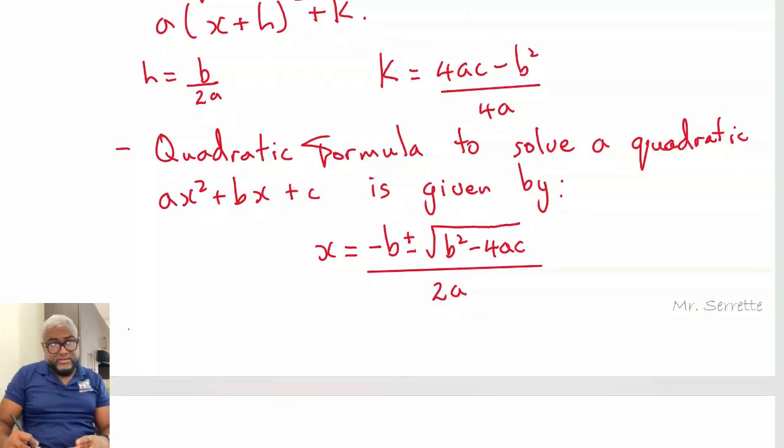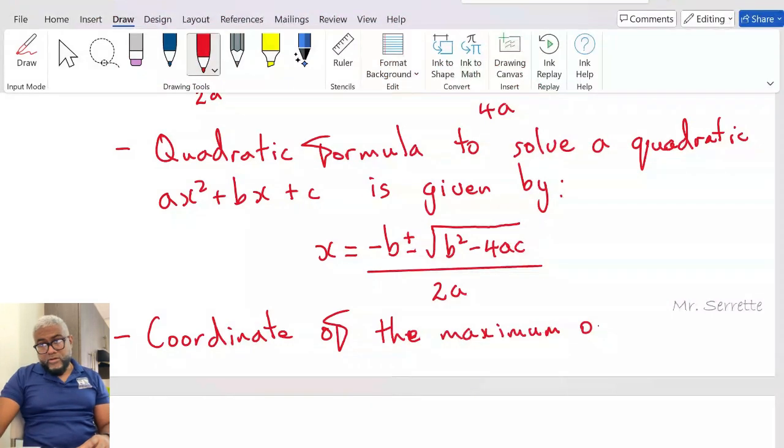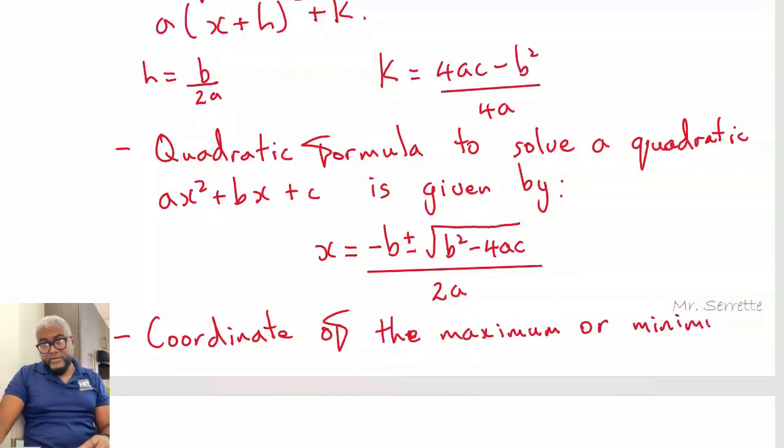One more thing on the right here. The coordinates of the maximum or minimum point is given by negative h comma k.